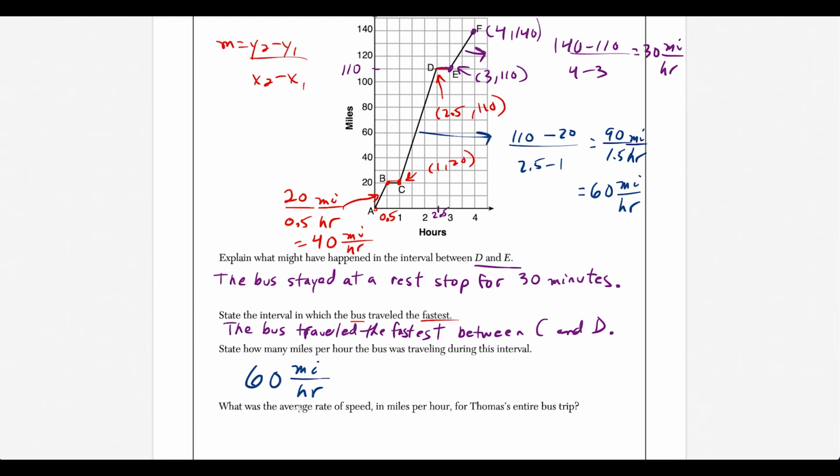Now, the last thing we need to find is the average rate of speed in miles per hour for Thomas's entire trip. So that would mean going from point A to point F. We're going to find the slope between those 2 points. So notice at F, we're at the point 4, 140, and at A, we're at 0, 0. So we would just do 140 minus 0 divided by, this x value is 4 minus 0, and this is miles per hour. And if we work this out, 140 divided by 4 miles per hour. And if you just type that in a calculator, you're going to get 35 miles per hour. So that's our solution to the last part.